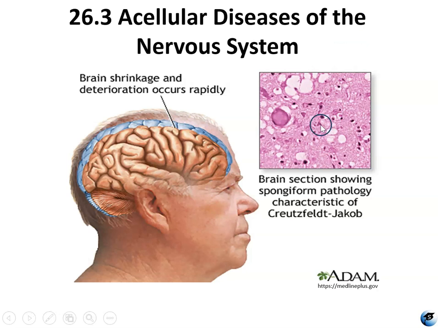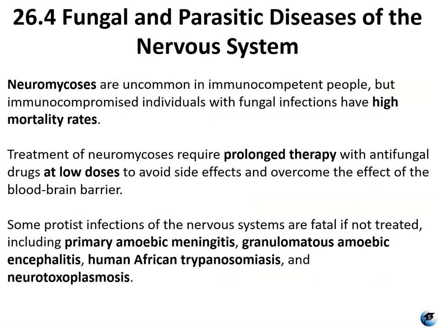And this here is showing a cross-section of brain tissue from an infected individual. And you can see that there literally are holes in the tissue, which is why it's called spongiform. It looks quite like a sponge.